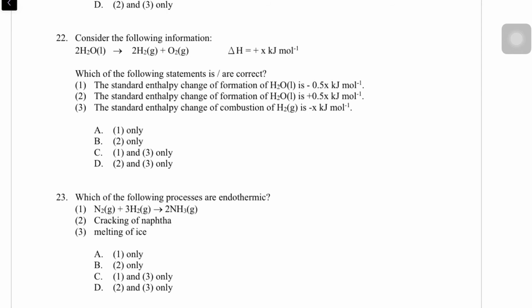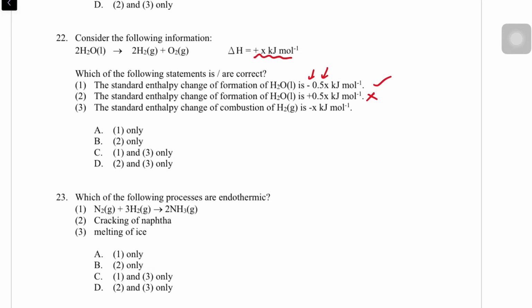So let's see the enthalpy change for the formation of H2O. Okay, if this is positive X, so the formation of H2O, one molecule should be first minus. Okay, the second one should be half. Well, this is correct. Okay, if 1 is correct, then 2 is surely wrong.